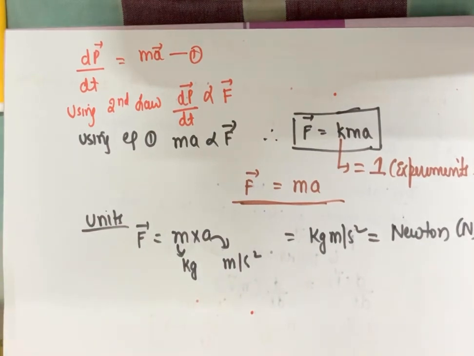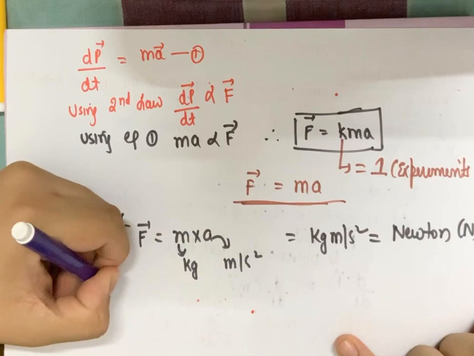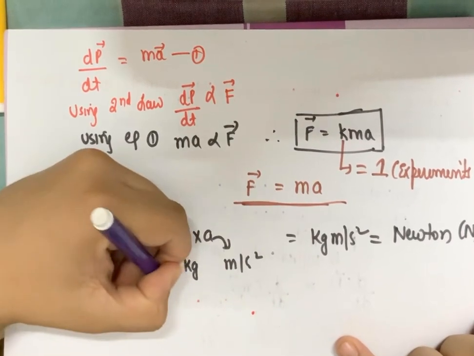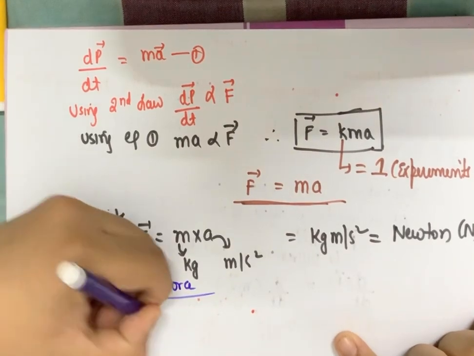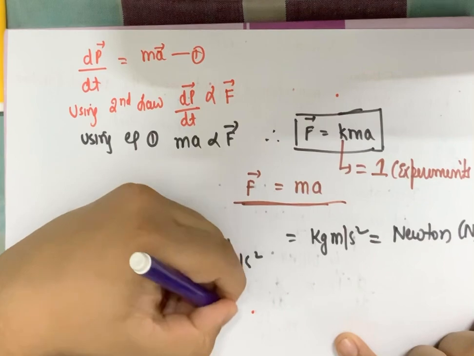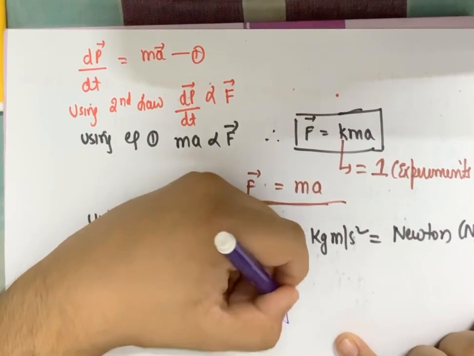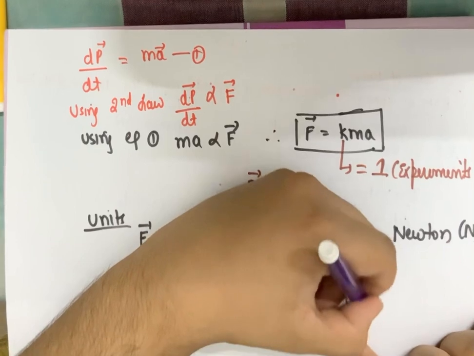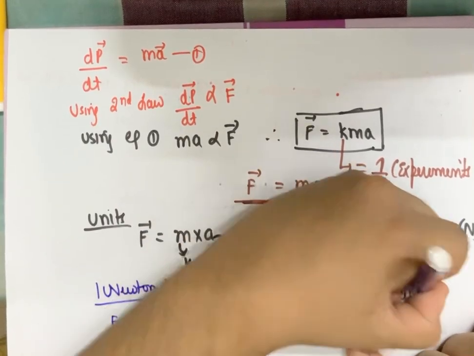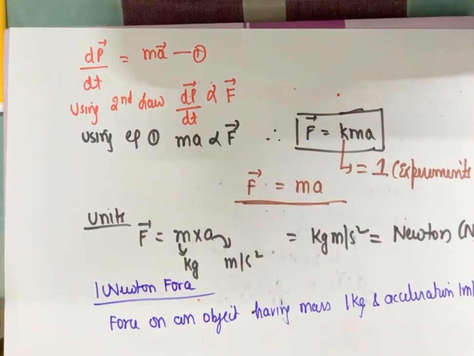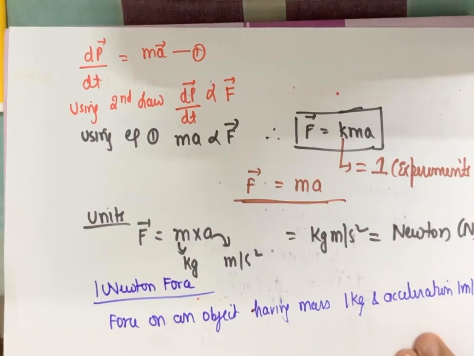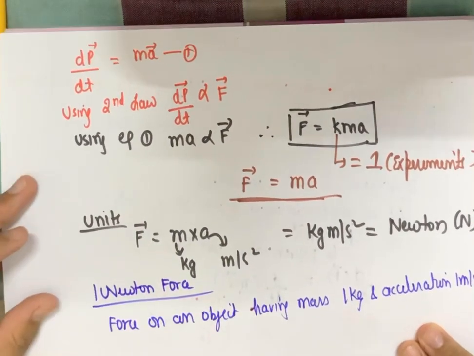the definition of 1 unit. This is again very important for boards. 1 unit of force, 1 Newton force, basically is the force on an object having mass 1 kg and acceleration 1 meter per second square in the direction. The mass is 1 kg and the acceleration is 1 meter per second square produced by the force, and that is called your 1 Newton of force.